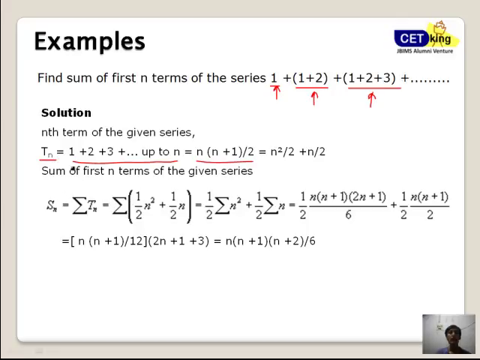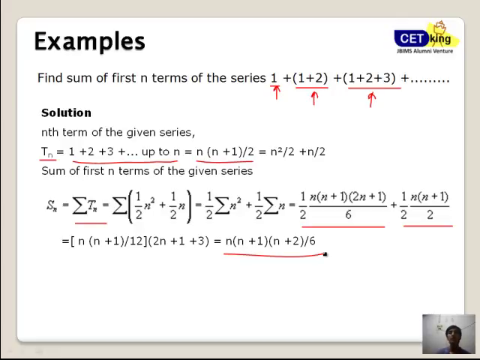Alright, now we have to find the sum of all such n terms. So we will find the sum of the nth term as the sum of half n square plus half n, which on simplification, putting the values for summation n square and summation n, will give us half n into (n plus 1) into (2n plus 1) by 6 plus half into n into (n plus 1) by 2, which on further simplification will come out to be n into (n plus 1) into (n plus 2) by 6.